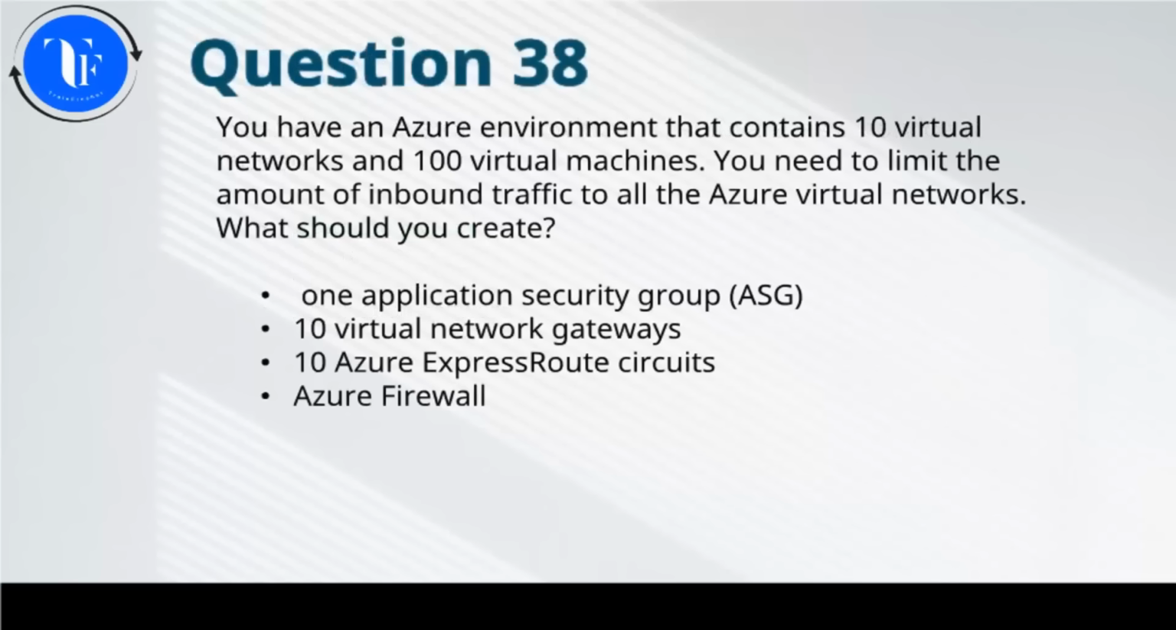Question 38. You have an Azure environment that contains 10 virtual networks and 100 virtual machines. You need to limit the amount of inbound traffic to all the Azure virtual networks. What should you create? 1 application security group, ASG. 10 virtual network gateways. 10 Azure Express Route circuits. Azure Firewall. Azure Firewall is the right answer. You can configure Azure Firewall destination network address translation to translate and filter inbound internet traffic to your subnets.